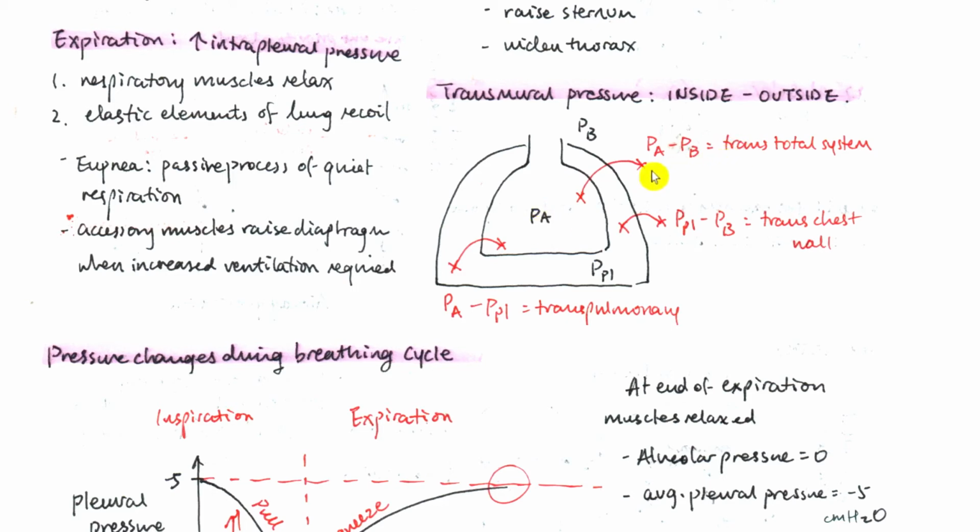So the trans-total system pressure, so if we have PA on the inside of the lungs, PB on the outside, and PPL, which is the intrapleural pressure, then the trans-total system pressure would be PA minus PB. The trans-chest wall pressure would be PPL minus PB. And the transpulmonary pressure would be PA minus PPL. So notice that it's always inside minus outside. And basically anything positive is forcing air out, anything negative is sucking air in.